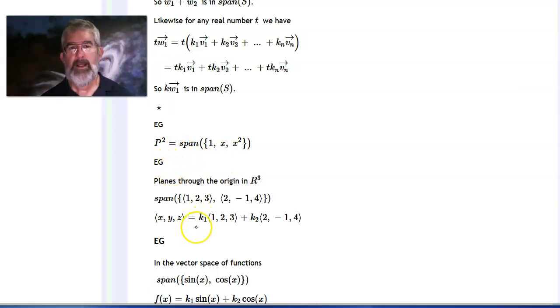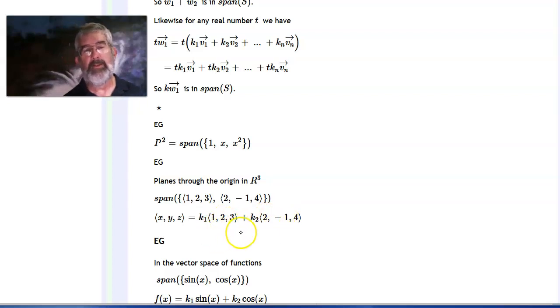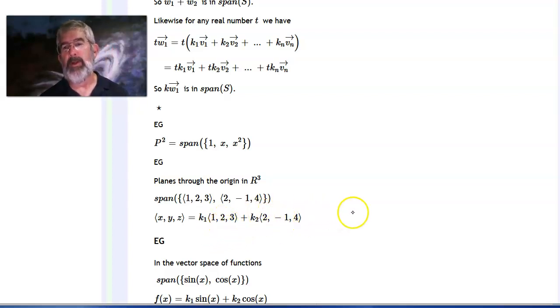Okay? Planes through the origin. Think about how we described planes parametrically a couple of sections ago, right? If we had two vectors, say (1, 2, 3) and (2, -1, 4), if I look at the span of those things, I'm looking at everything that looks like (x, y, z) equals k1 times this first one plus k2 times the second one. This is a plane through the origin that's parallel to both of those two vectors. If we wanted to not go through the origin, we'd have plus some other constant vector here. But through the origin, it's just a linear combination of two given vectors. Okay? So the span of those two given vectors is the whole subspace, which is the plane.